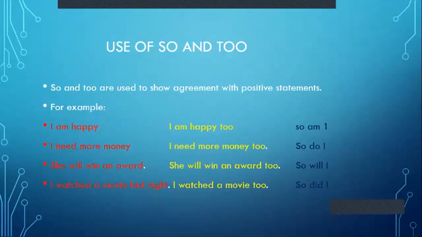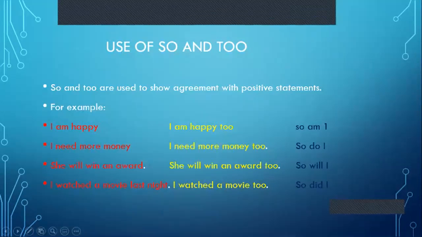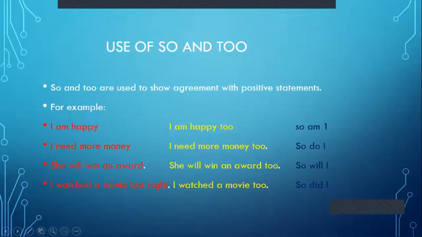But when I ask you to use "so" in the sentence, you would say, "So am I." As you see, the subject goes last and you use "so" at the start. So am I. I need more money. When we use "too" in a sentence, we'd say, I need more money too. But when you use "so" in a sentence, you would say, so do I. Okay, the subject will go in the end.